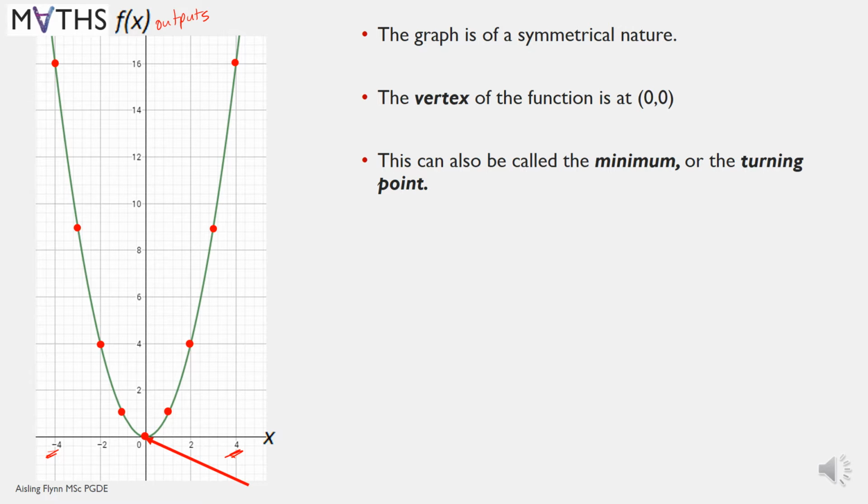and it can be called the turning point because before 0 we have a decreasing function. So everything is going down, it's decreasing, and then it turns at 0, 0 and becomes an increasing function. It's climbing or rising.